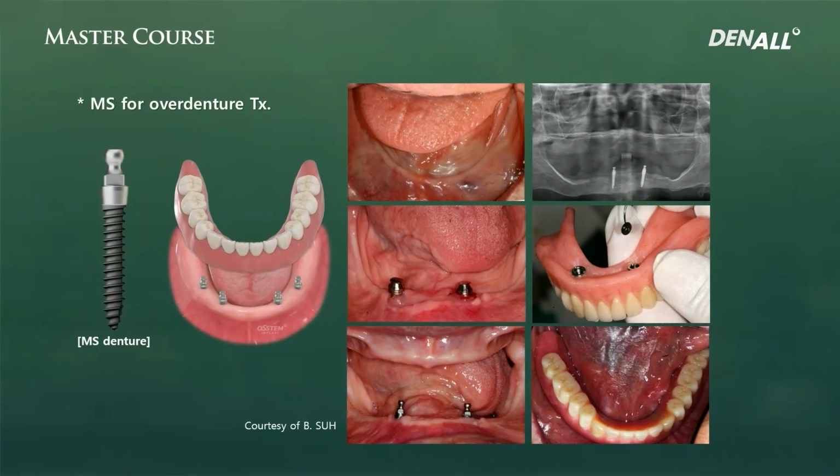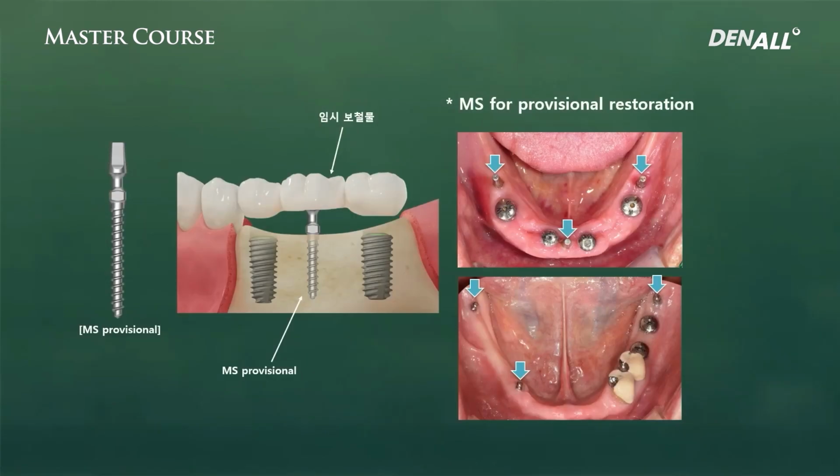For overdenture, when opposing teeth are a complete denture, MS denture implants can be used for implant overdenture when occlusal force is not strong. For temporary teeth before the final prosthesis, between final implants, MS provisional implants can be used. Removable or fixed provisional restoration can use them as abutment.